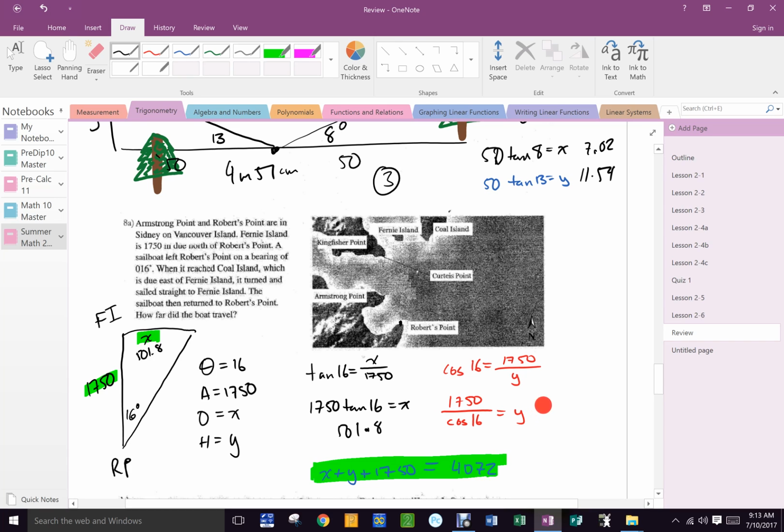Okay, so that's correct. 1,682. Now you just add them all up. 1682 and 500 is about 2,100. 2,100 and 1750 is about 4,000. So you have the answer. You're just screwing up with your calculator.